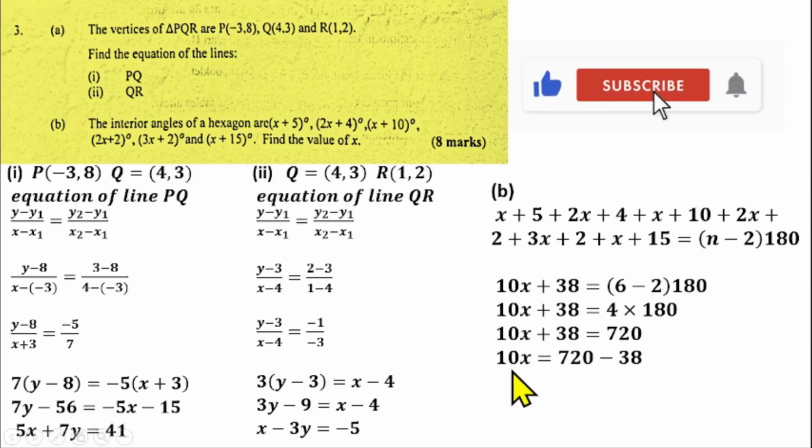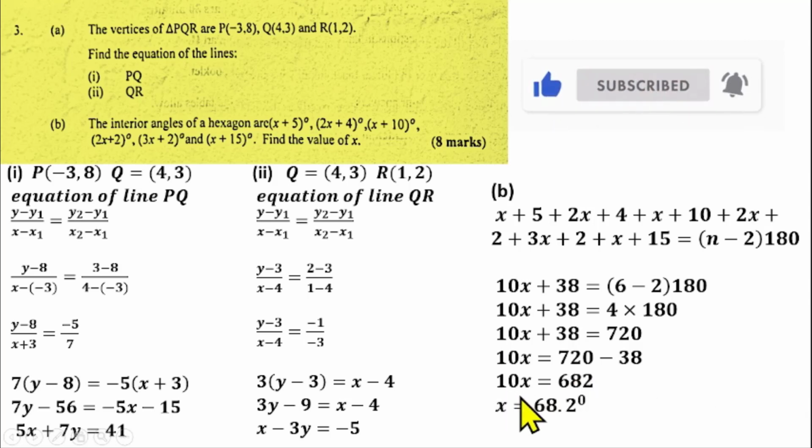Then from there we have 10x. If you collect like terms, 10x equals 720 minus 38. So 10x equals 632. Then we can divide both sides by 10 to get the value of our x. So x will be equal to 63.2 degrees as the value of our x. So that's the end of the solution for question number 3.